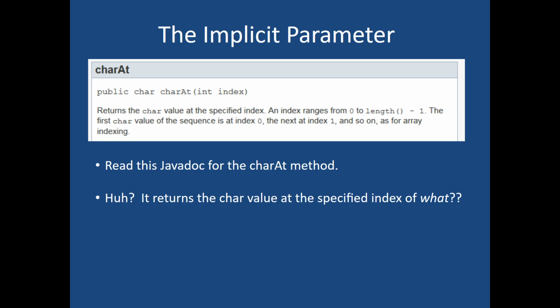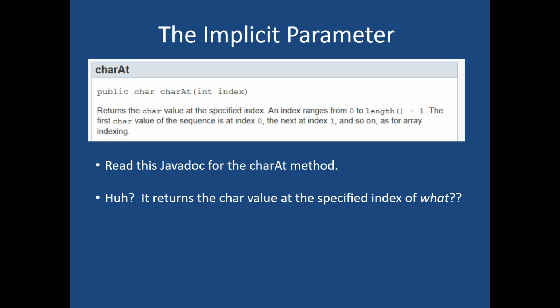So what's the answer? Yeah? Well, the string that you're calling the method from. Right, the string that you're calling the method on, the implicit parameter, that's what it's using. So really it should say returns the char value at the specified index of the implicit parameter. But if the documentation was always explicit about the implicit parameter, we wouldn't call it the implicit parameter. It's implicit because it's assumed that you know that this is referring indirectly to the object on which the method was invoked, the implicit parameter. So it doesn't show up in the header anywhere.